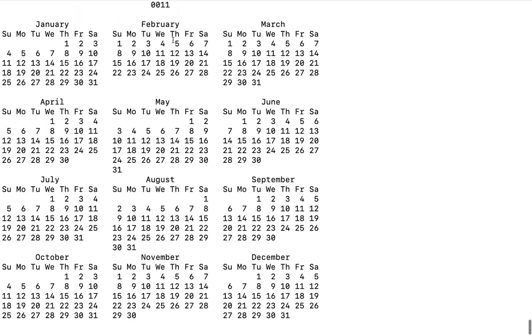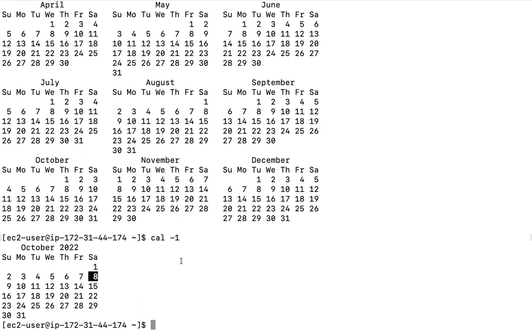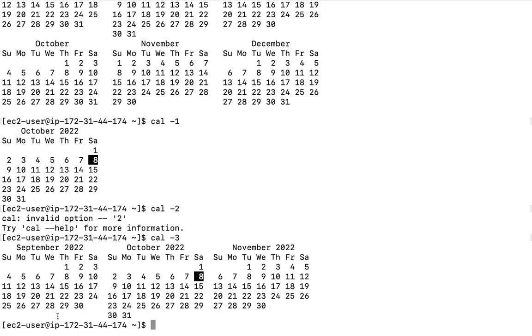Zero, 0, 1, 1. Okay. This is minus, this is 1. Type in 2, this will not work. If I type in 3, this works. September, October, November. Right, guys? So what are these? These are known as options. Now, what does that mean, guys? This is the command and this is an option.